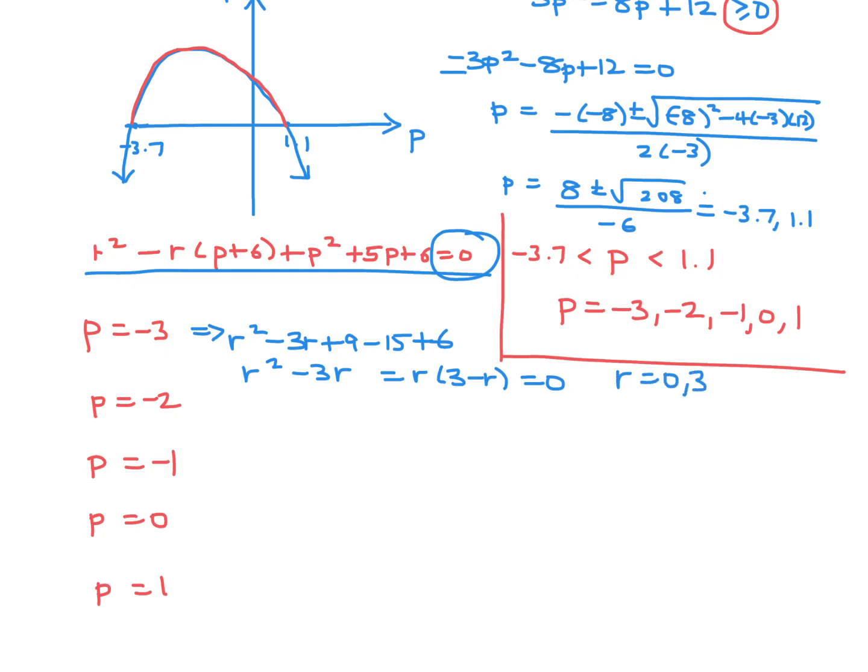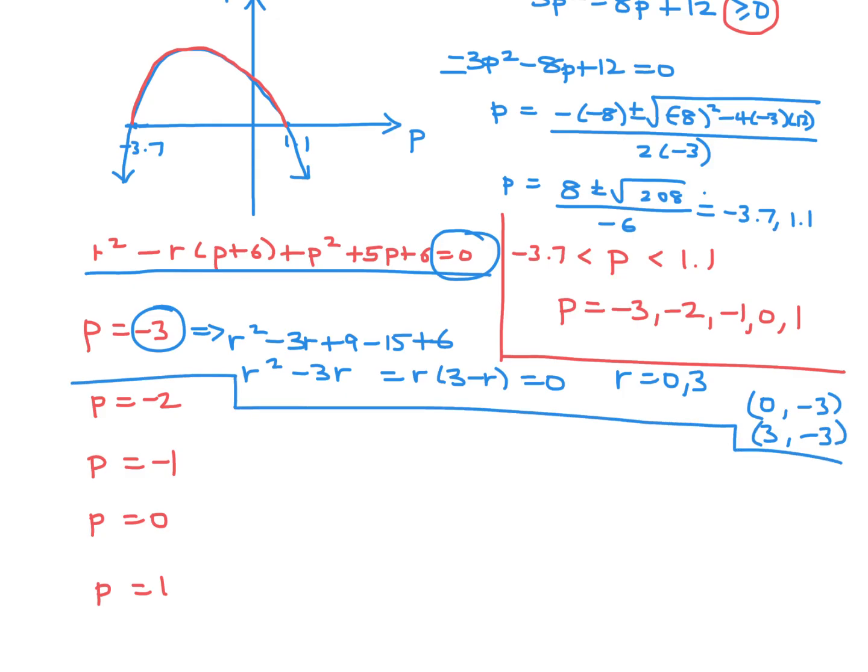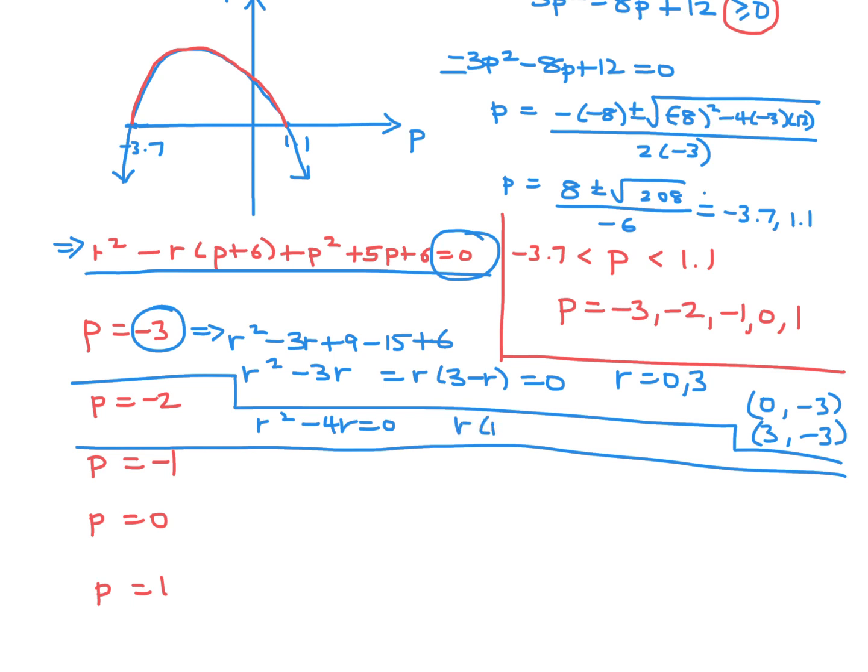And then since that was for p equals -3, our pairs are 0, -3, and 3, -3. So we got two pairs so far. And we just keep going like that. So when p is -2, again, we sub it in to this guy right here, and we will get r squared minus 4r is 0. So that means r times (r minus 4) is 0. So therefore r is either 0 or 4.